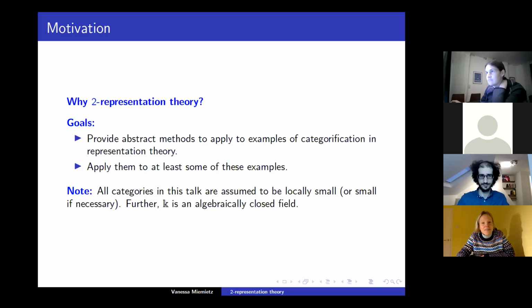Just some general notes. For me, K is an algebraically closed field, and later on for Soergel bimodules, it will be the complex numbers, because unfortunately at the moment we can't say very much outside that. And moreover, when I talk about categories, what I mean is small categories, or at least locally small. So whenever I mention a category that's not small, you should replace it by an equivalent small category.